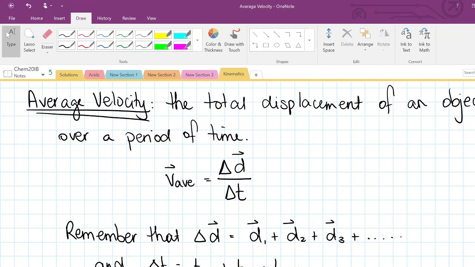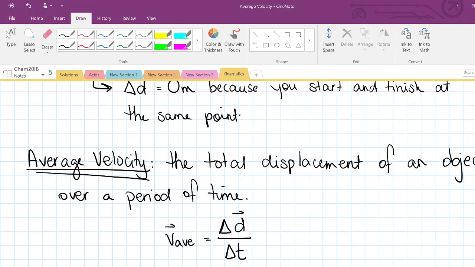So in this case, we want to also remember that when we talk about this delta displacement, we're referring to our first displacement plus our second displacement plus our third displacement, and so on and so on. And our time, again, is time 1 plus time 2 plus time 3, and on and on and on. Okay, so the formula is very similar to our average speed, but we're not taking into account the entire distance.